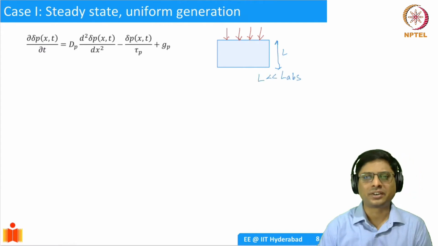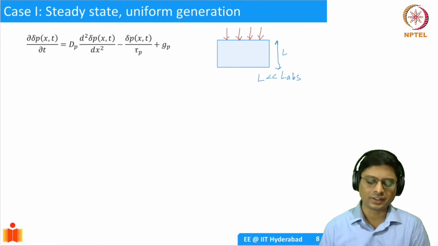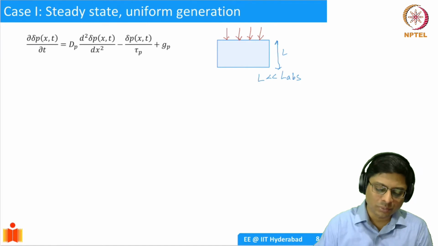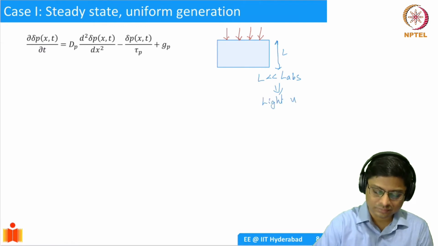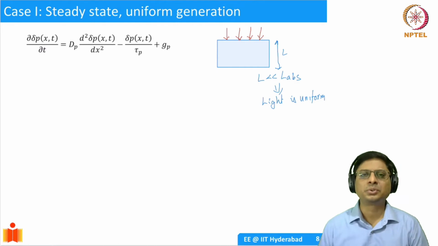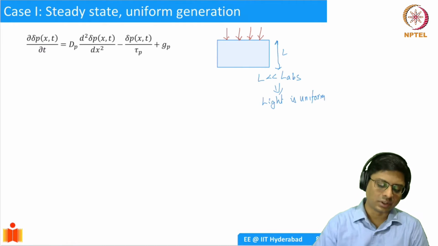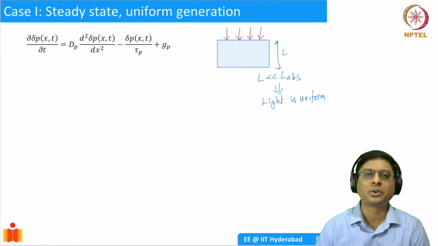Because I'm shining light, there is going to be an absorption length. Light is going to be absorbed at a certain rate, given by the absorption coefficient of the semiconductor. If your device length is much smaller, then you can assume that light is uniform across the semiconductor. There is no spatial dependence. So at each point in this device, you have the same amount of light incident, so the same amount of electron-hole pairs.